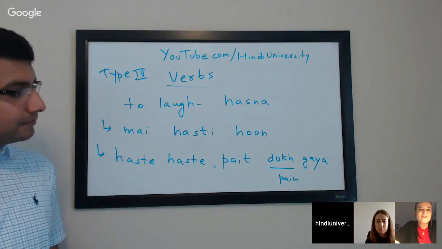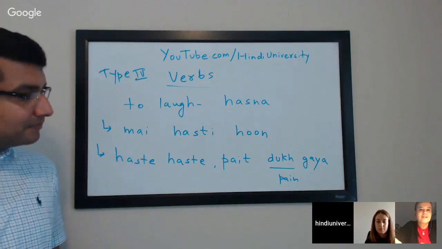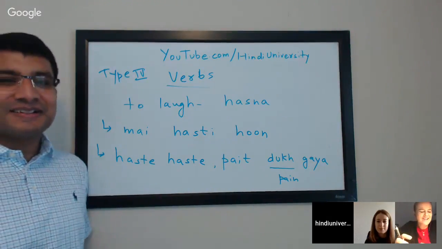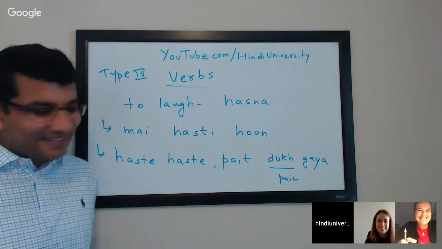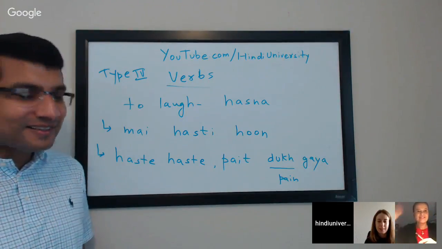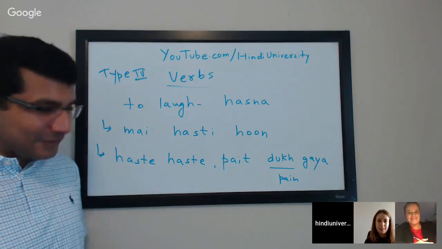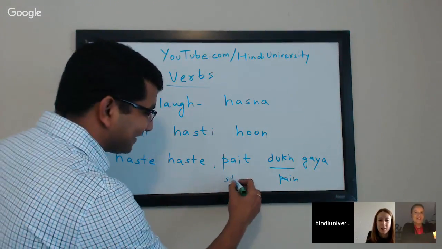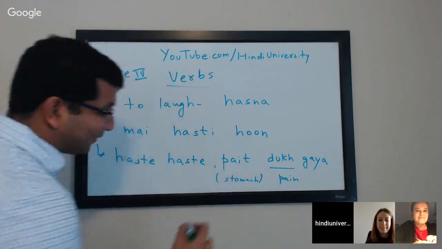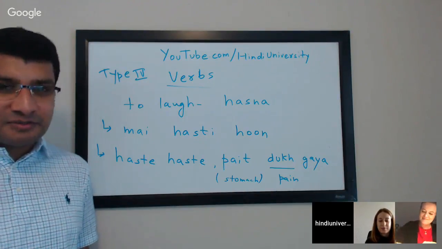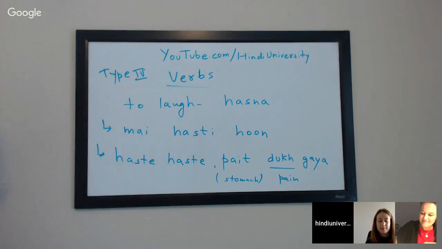I think it means with such a big laugh, the pain went away. But I don't know what pet is. I think we've seen that. Okay, Chelsea? It means we laughed so much that my pain went away. What do you think, Chelsea? Well, pet means stomach, so I was thinking it means I laugh so hard that my stomach hurts. Well, you guys are right, actually. That's what it means: you laugh so much that there is a pain in your belly or stomach. So haste haste pet dukh gaya. That's what it means.